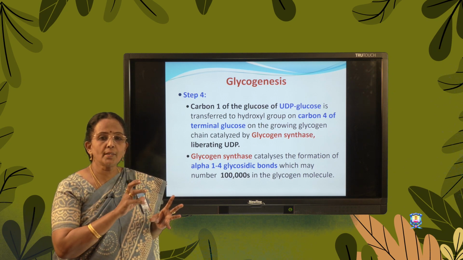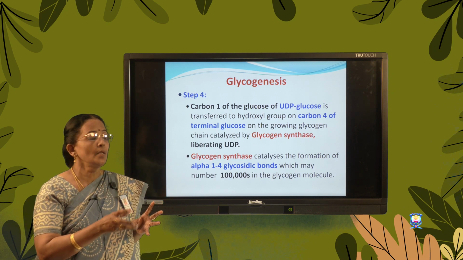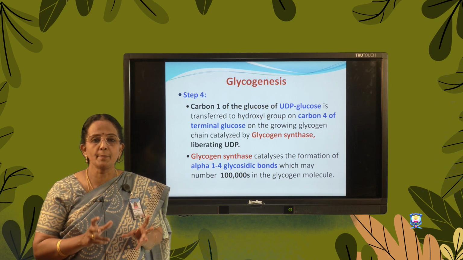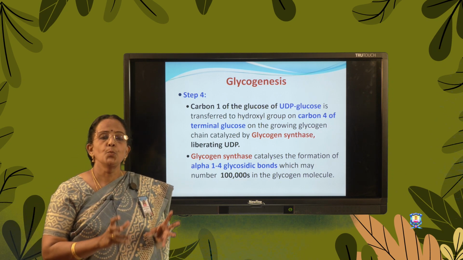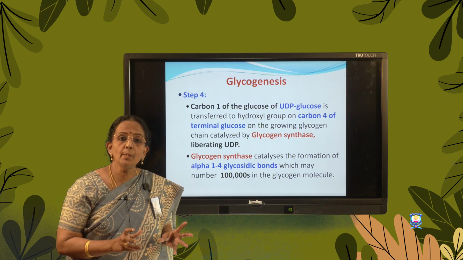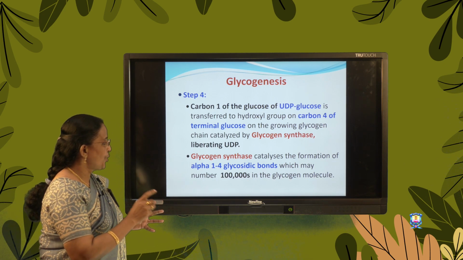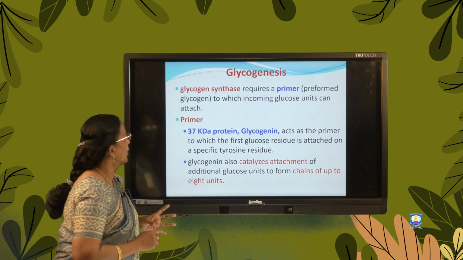So what is the bond that is synthesized? It is the alpha-1,4 bond, and that process is done by glycogen synthase. This job is done by the enzyme glycogen synthase, which is the key enzyme, the rate limiting enzyme for this pathway. And glycogen synthase catalyzes the formation of the alpha-1,4 glycosidic bond.